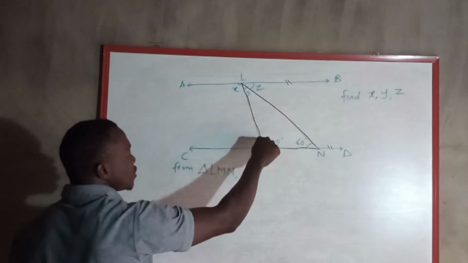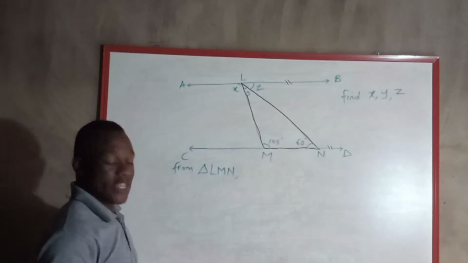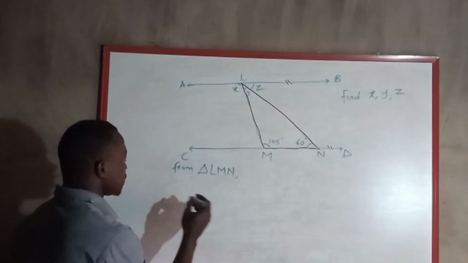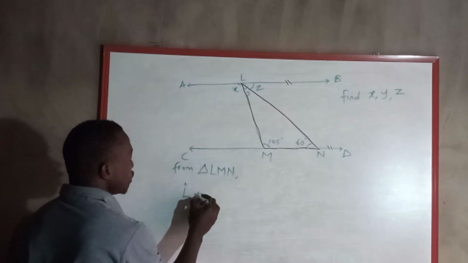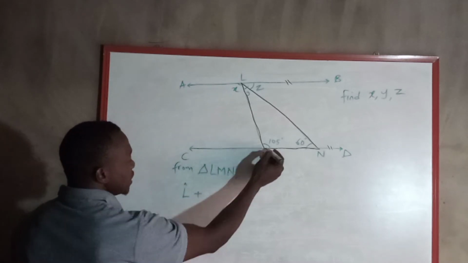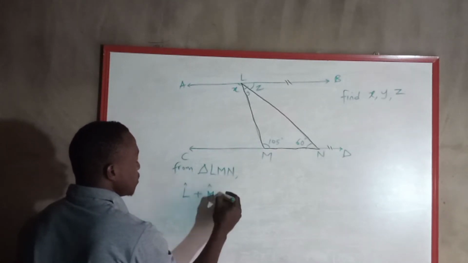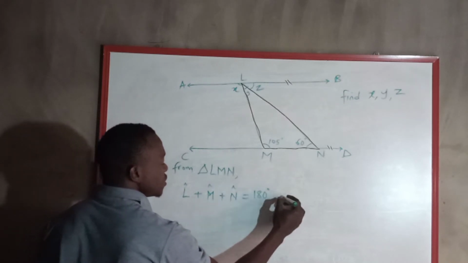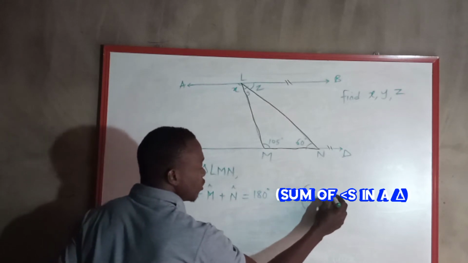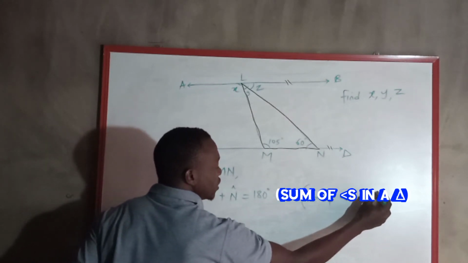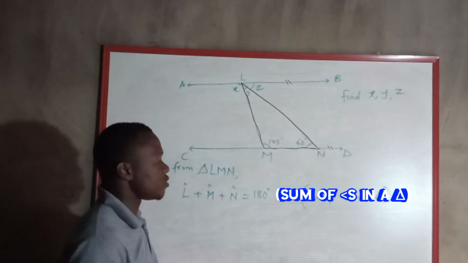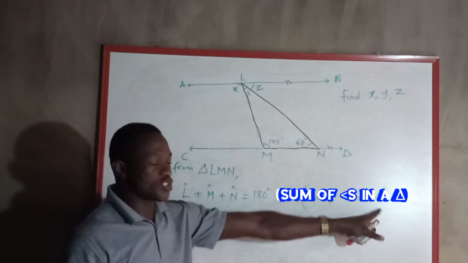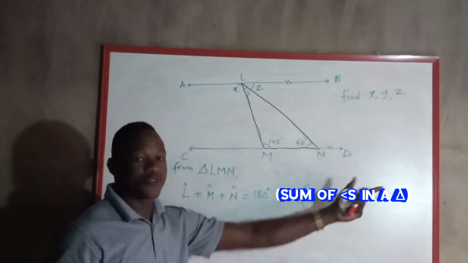Now, this angle plus this angle plus this angle gives 180 degrees, which is the sum of the angles in the triangle. So we have angle L plus angle M plus angle N gives us 180 degrees. We can say the sum of angles in a triangle. I use a short form in mathematics to denote angles, which is the angle sign, and for triangle, the diagram of a triangle.